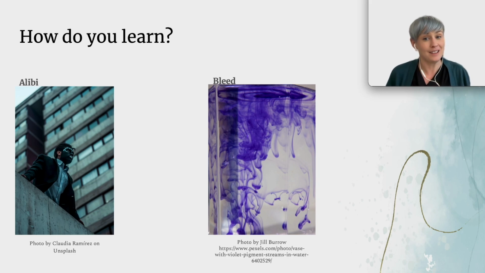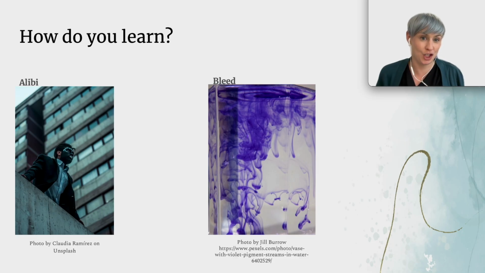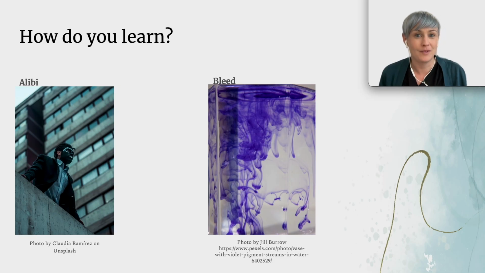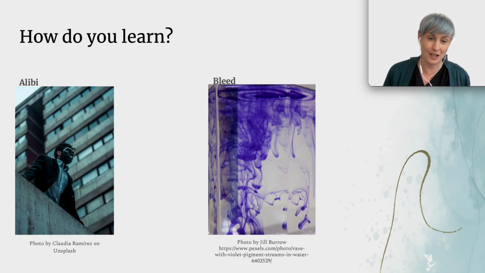And that then increases the chance or risk, depending on how you see it, of getting bleed. So bleed might be exactly what you want. Then you might want to have a weaker alibi. If you do not want it, then you want a stronger alibi.